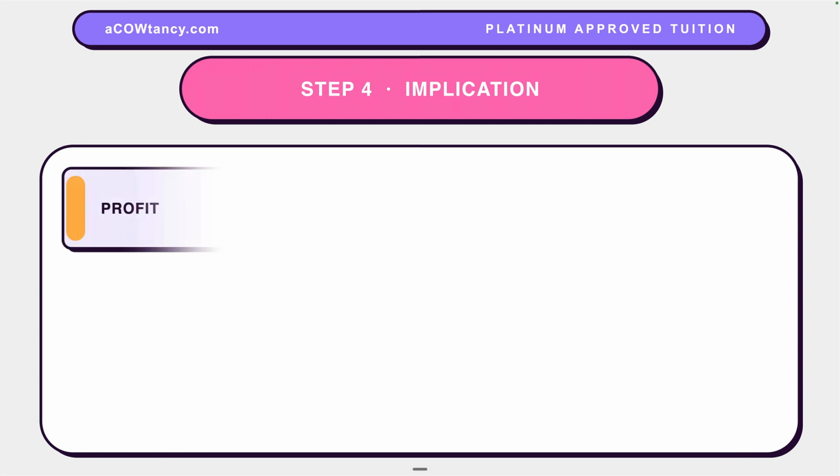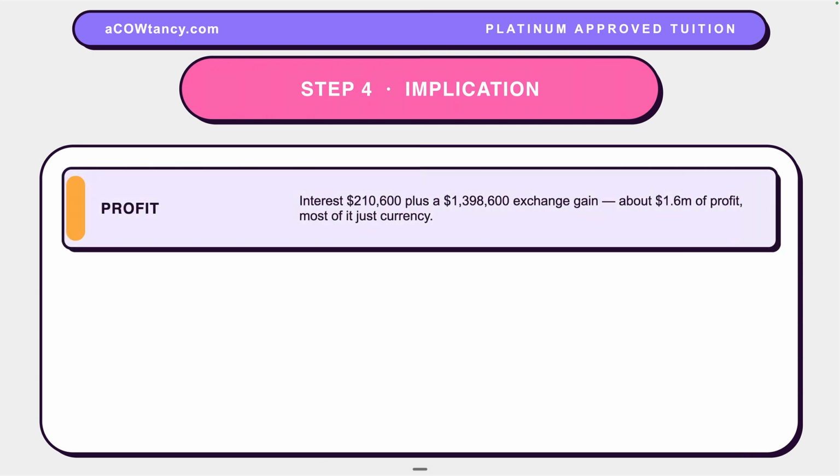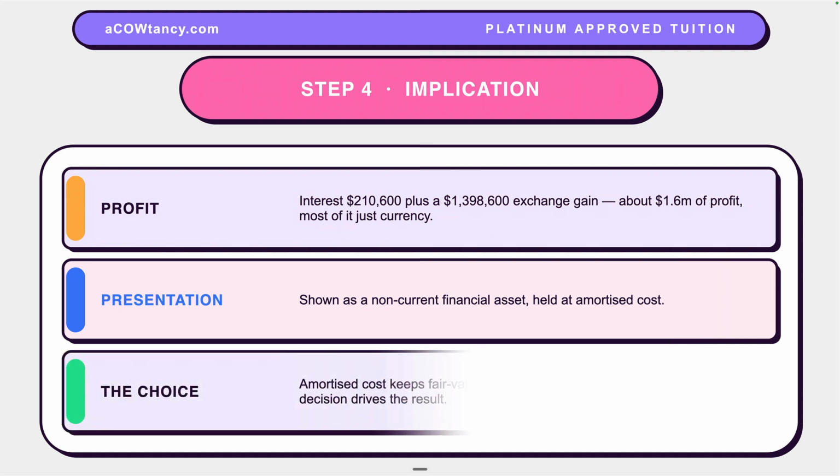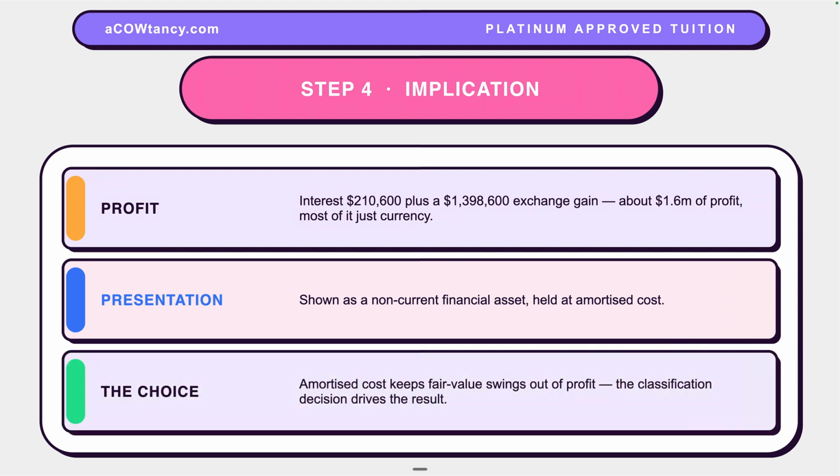You don't always need a step 4. But just in case, if it says, what are the effects on the financial statements? Well, you'll have interest of 210,000 going to the P&L, and an exchange gain of 139,600 going to the P&L. So that's what would go in there. Presentation: your asset will be a non-current financial asset held at amortised cost. And because you're holding it at amortised cost, not fair value, you're keeping those fair value swings out of profit.